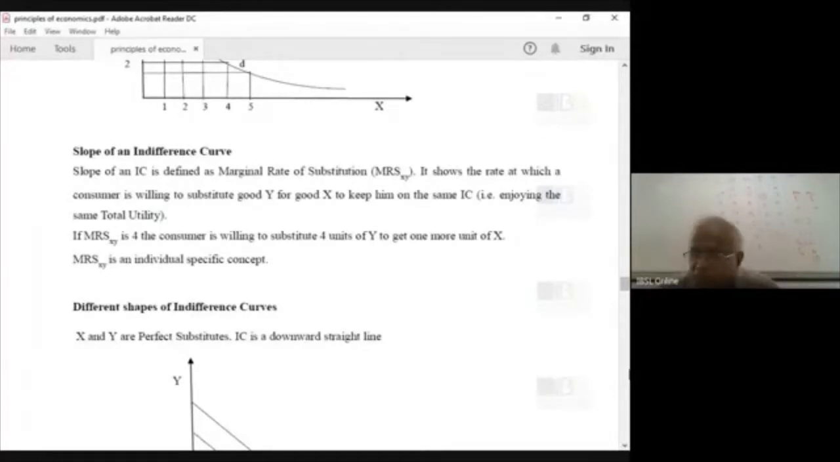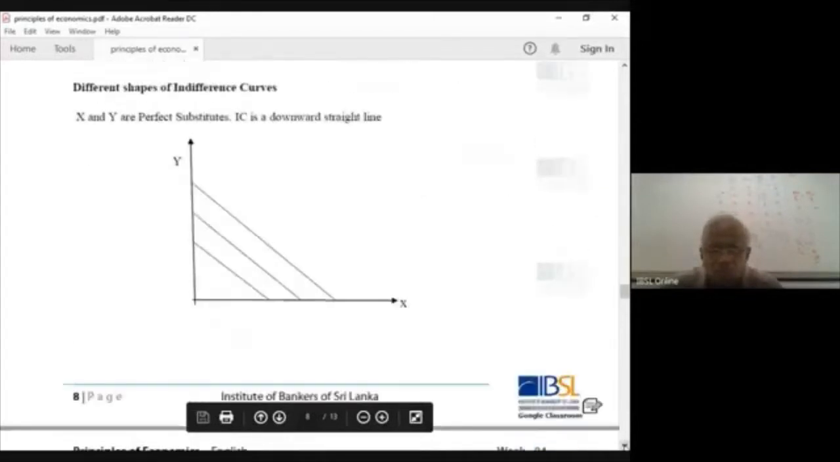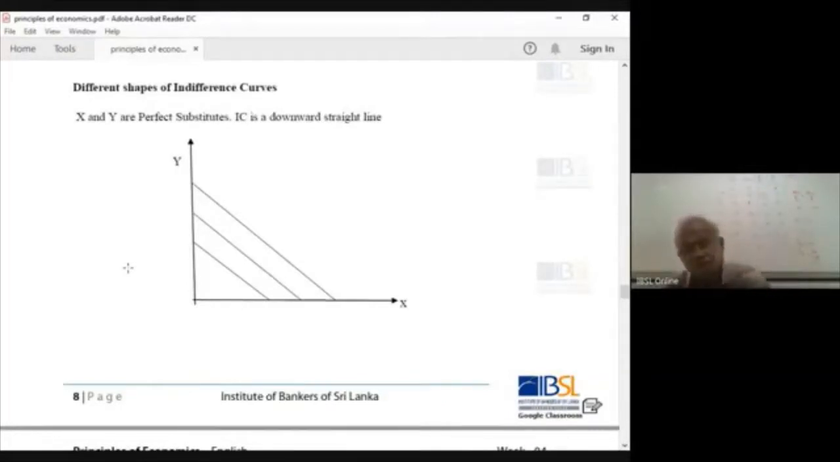Slope of the indifference curve, constant. When the slope is constant, it is a straight line. When the two goods are substitutes, indifference curves are straight lines. You 100, you 200, you 300. So the colorblind consumer always substitutes 1 to 1, 2 to 2, 3 to 3, something like that. That is the example for the different shapes.